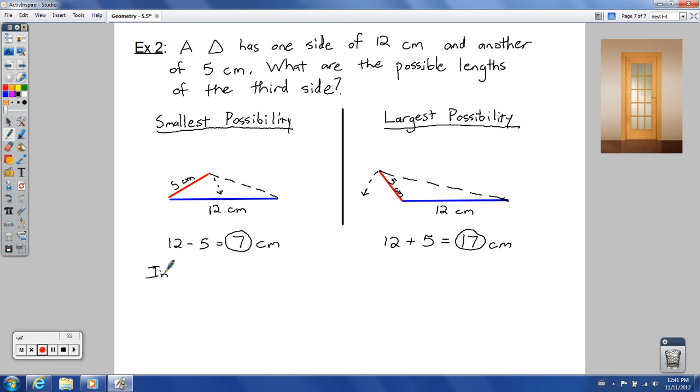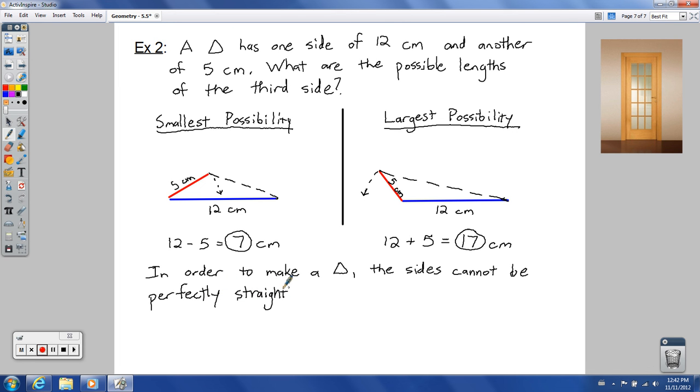So all that I've been saying there, let's actually write it down in a succinct way. In order to make a triangle, the sides cannot be perfectly straight. And by that I mean the two sides that you have here cannot line up in a perfectly straight way with each other. So they cannot be perfectly straight with each other.